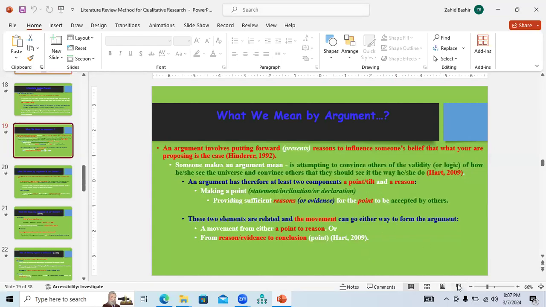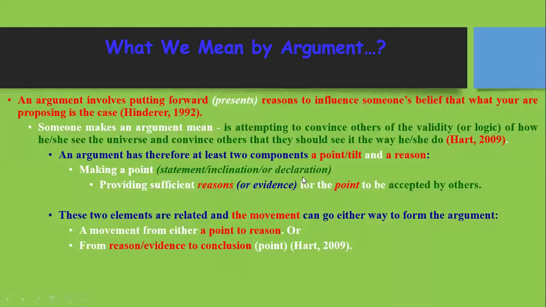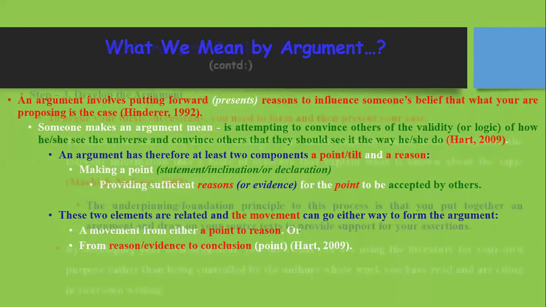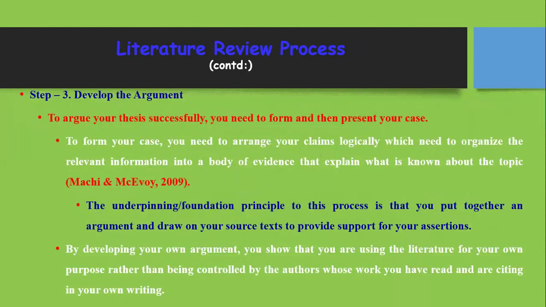So yesterday we discussed how the literature review can help us in engaging our qualitative research. The next thing we need to understand is step number 3, and that is argument building, or in short, argumentation. Argumentation is a technique where you support your point of view from the past research.